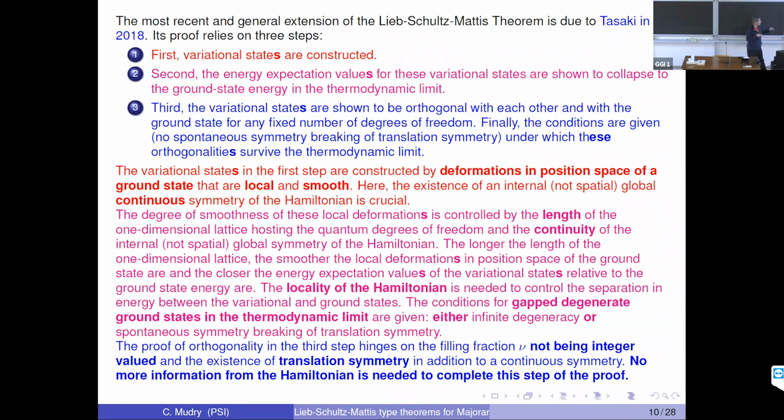Of course, the proof of orthogonality of these states hinges on the filling fraction nu not being an integer, and on the existence of translation symmetry in addition to the continuous symmetry. But the proof of orthogonality only uses this information from the Hamiltonian. You need no more information from the Hamiltonian to establish orthogonality than this filling fraction and the existence of those symmetries. So proving orthogonality is in some sense much easier than proving the collapse in energy in a controlled way in the thermodynamic limit.